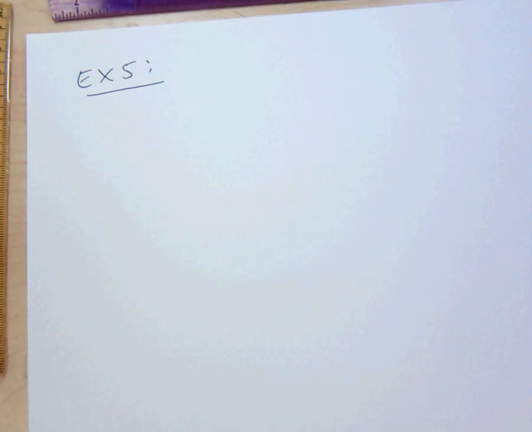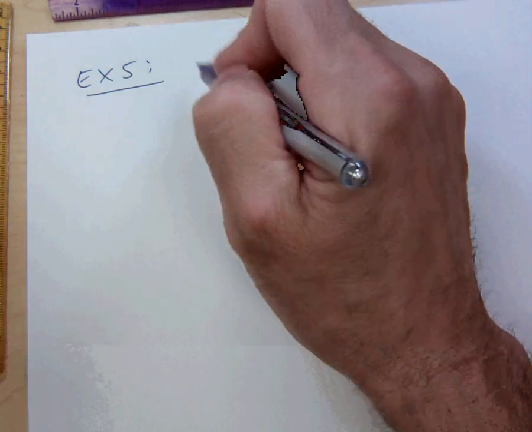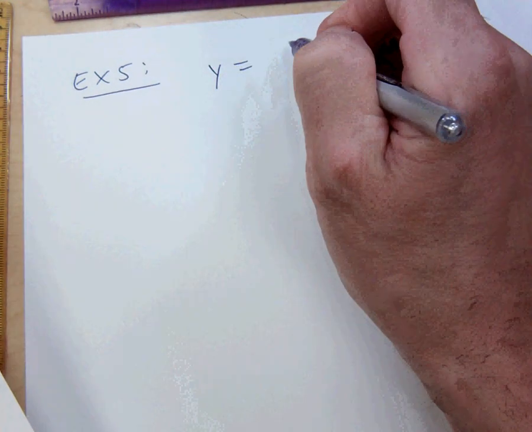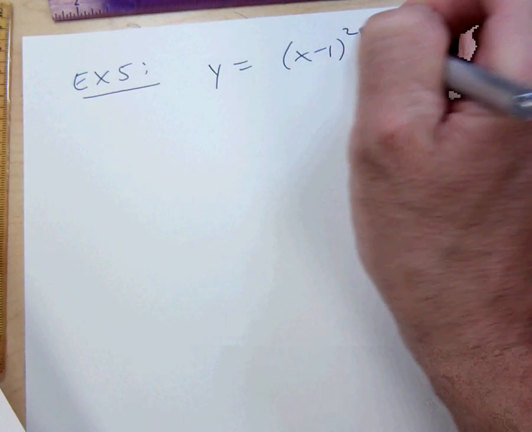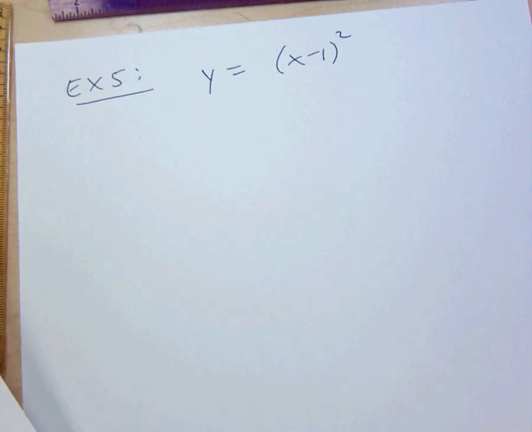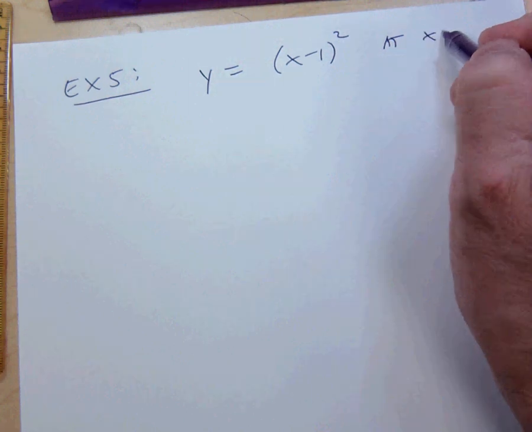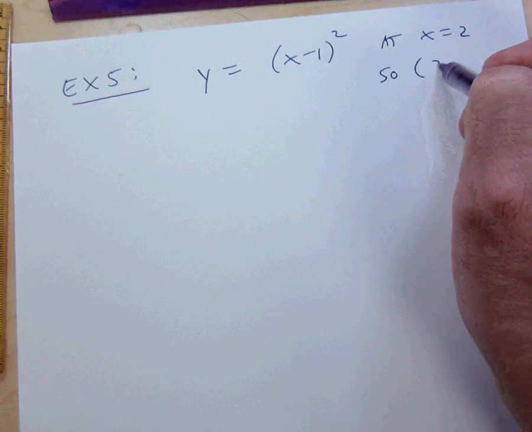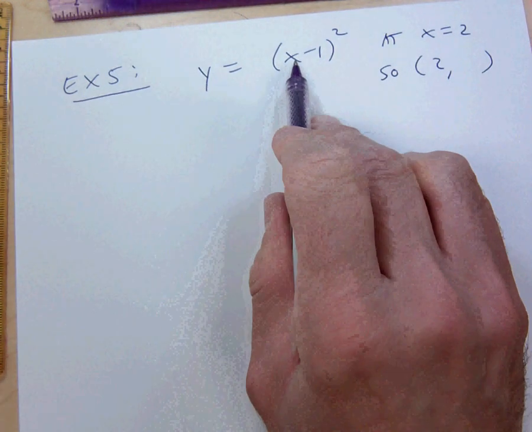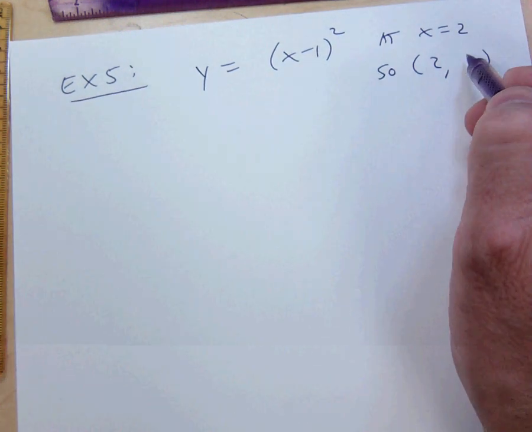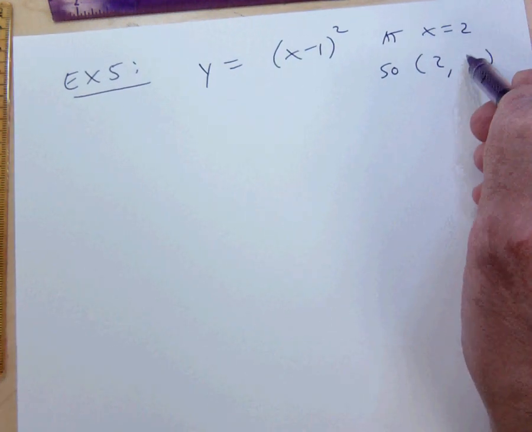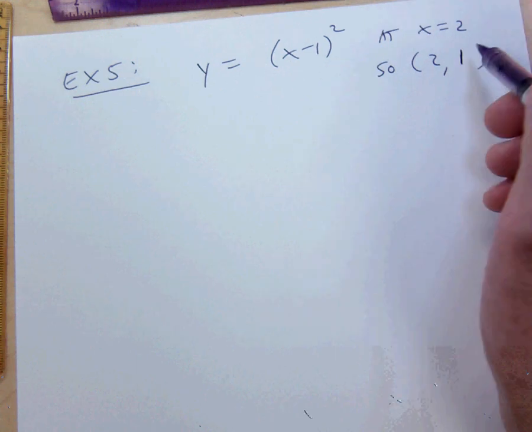Okay, find an equation of the tangent line. Ready, guys? For that function at the point where x is 2. So we're talking about the point 2 comma what? What do I get when I put a 2 in there? What do you get? 2 comma what? 1. Okay. All right, now.